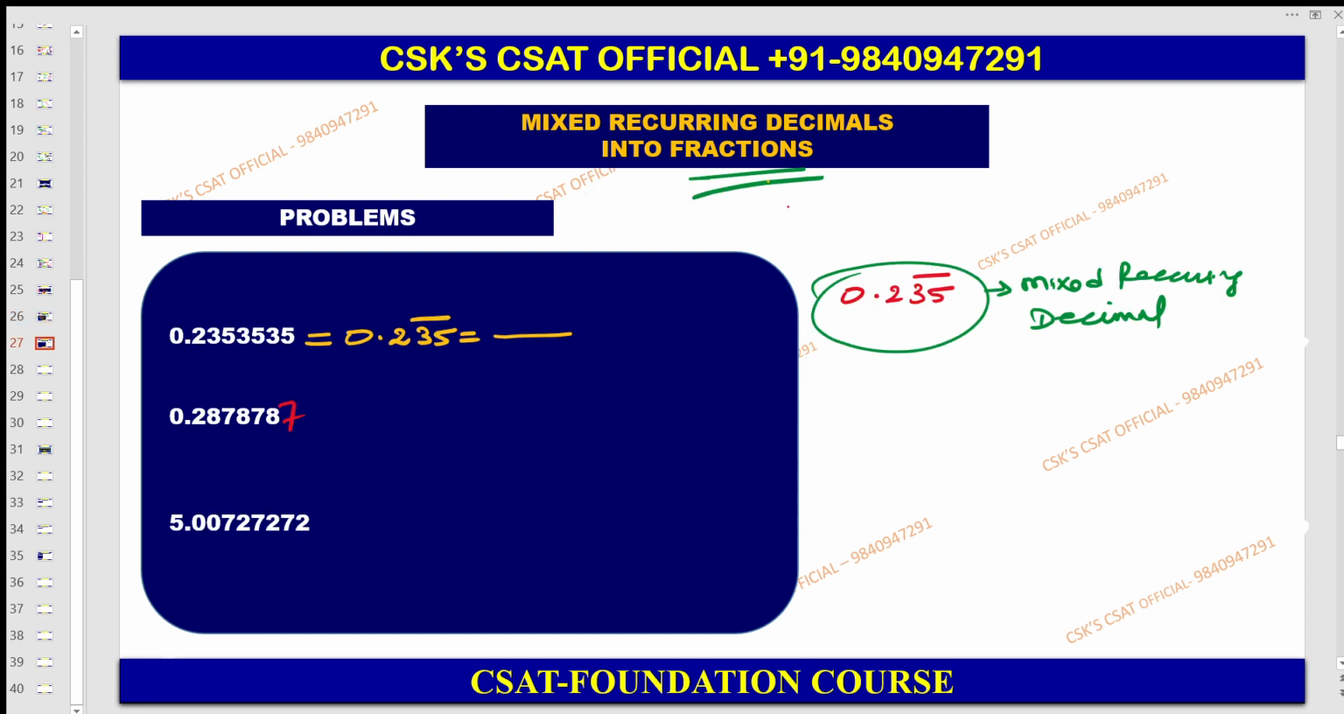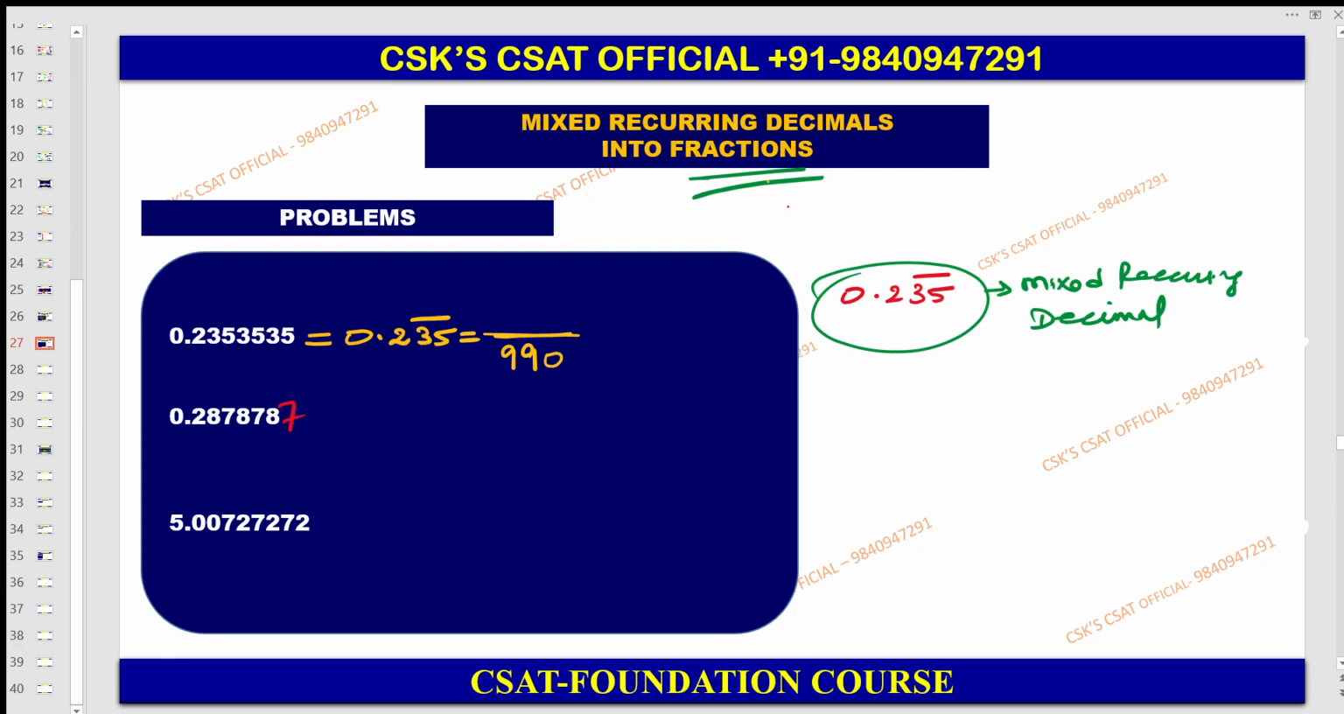Use the shortcut. How many digits are recurring after your decimal? Only 2 digits, 3 and 5 are recurring. So that many 9s you have to place here. Now understand carefully, after the decimal, how many digits do not recur? Here 2 is not recurring, so that many 0s you have to place in the denominator. So only 1, so you have to place 1 zero in the denominator.